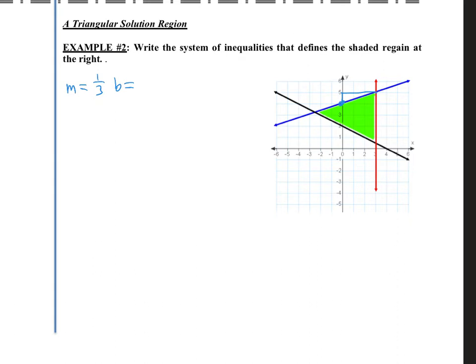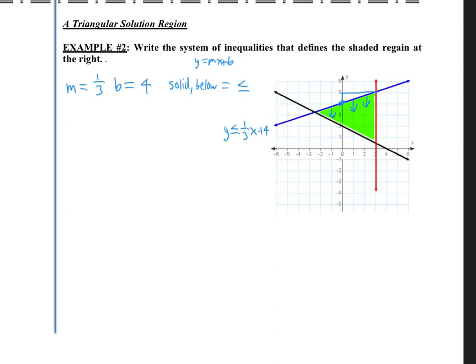All right. What's our b? Where does it cross the y-axis? It crosses the y-axis at 4. All right. And which way are we shading? It looks like we shade below the blue line, and we have a solid line. So it's solid, and below. So what inequality are we going to use for that? Well, below is less than, and solid means is equal to. So the equation of the blue line is going to be y is less than or equal to 1/3 x plus 4. Okay, it's always y equals mx plus b. But we found our m and b, and then we figured out what the inequality is going to be.